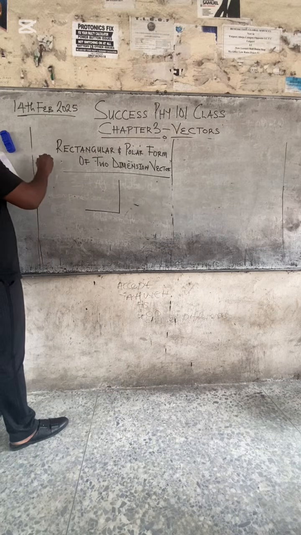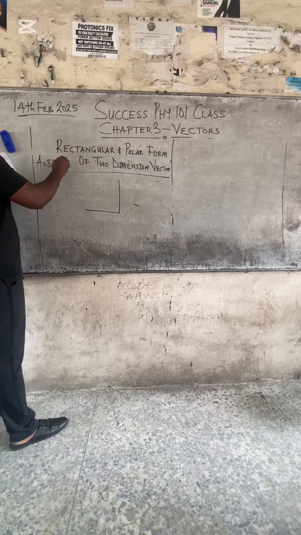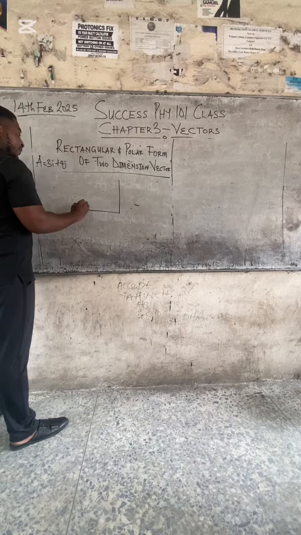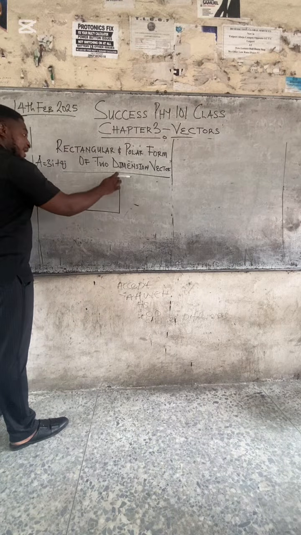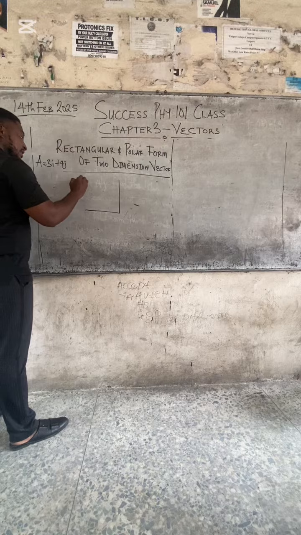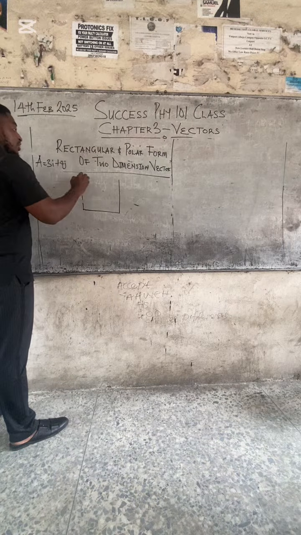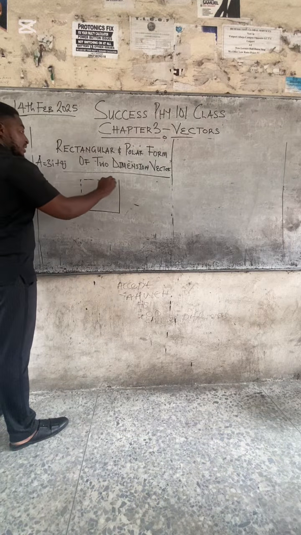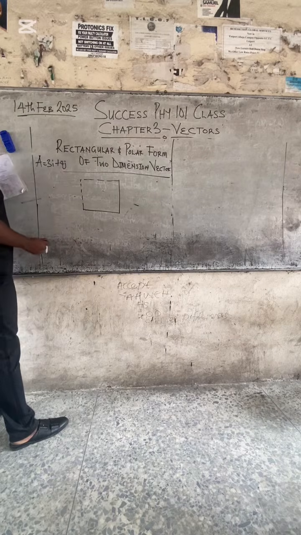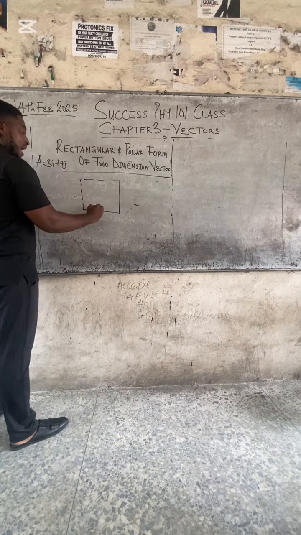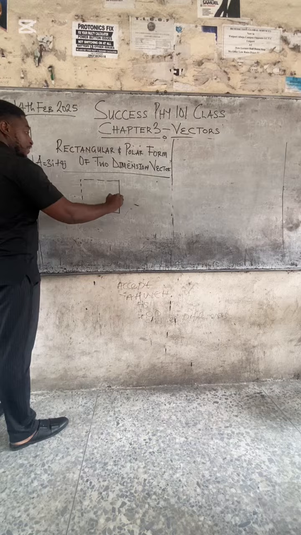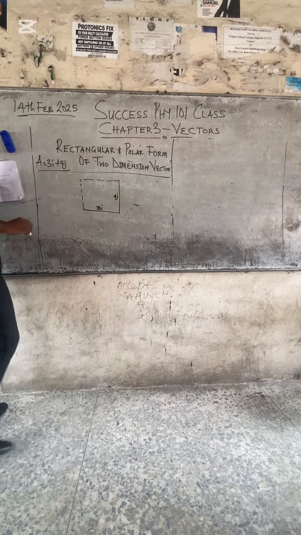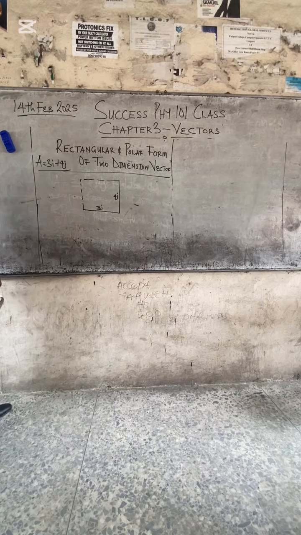Say A is 3i plus 4j, right? Class, if we draw a line parallel to this y-axis on this side, and draw a line parallel to this x-axis on this side, we're going to have a rectangle. So this is 3i, and this is 4j. So anytime you see a vector represented like this, it actually means rectangular form.